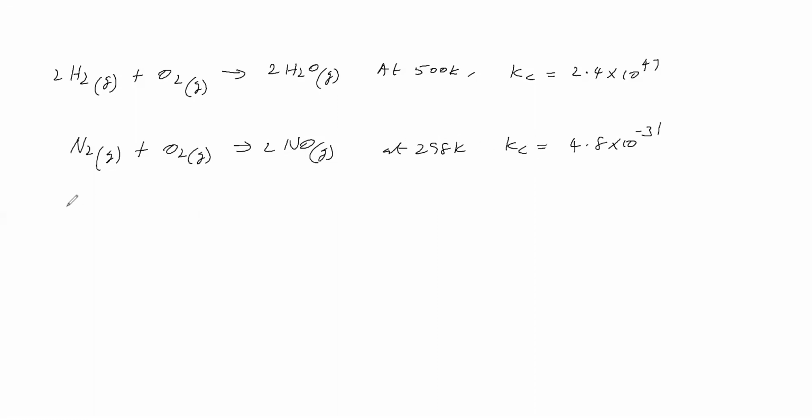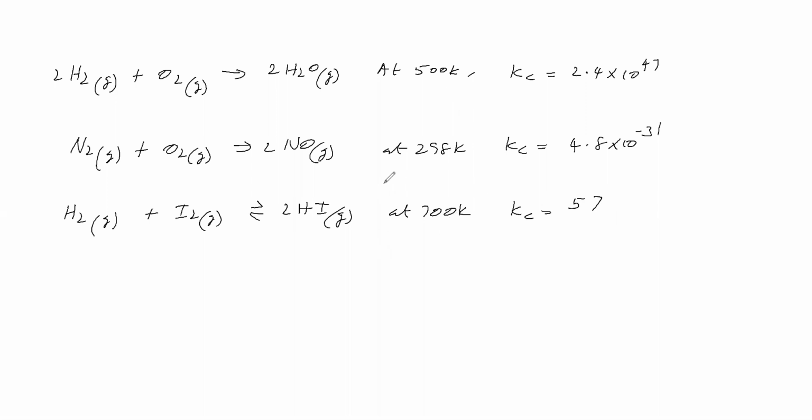Next equation we will take: H2 gas plus I2 gas gives 2HI gas, at 700 Kelvin temperature. The equilibrium constant Kc is equal to 57. We have given equilibrium constants like this.